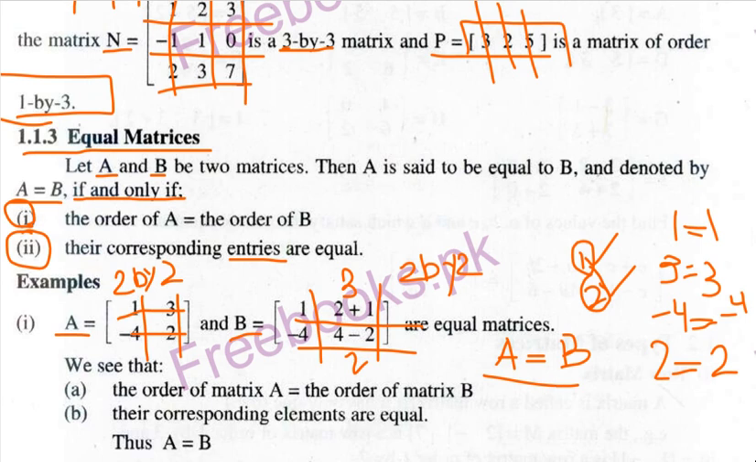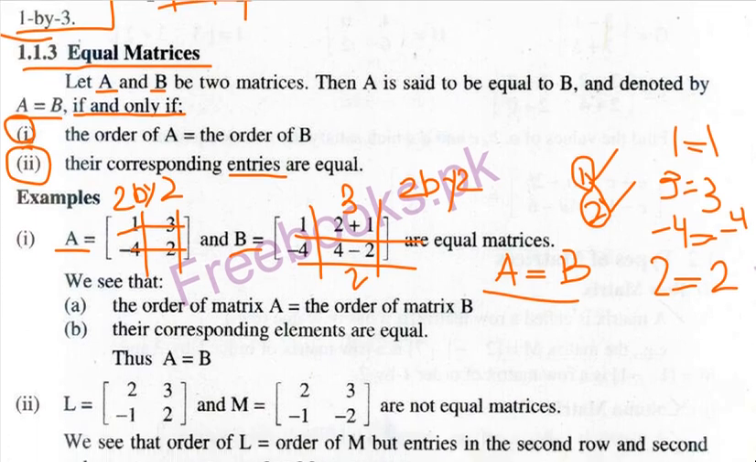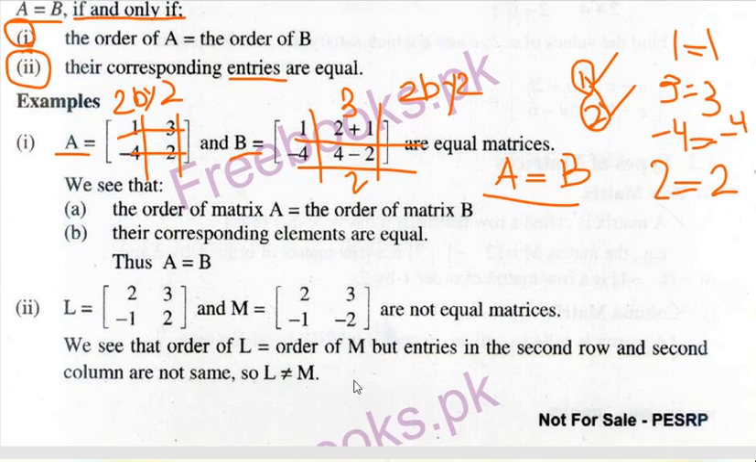Let's move to the next example. There is a matrix L and a second matrix M. Check the first condition for these both matrices. The order of matrix L is 2 by 2. The order of matrix M is 2 by 2. The first condition is satisfied. Both are equal.